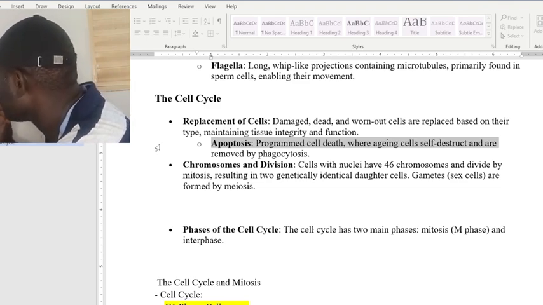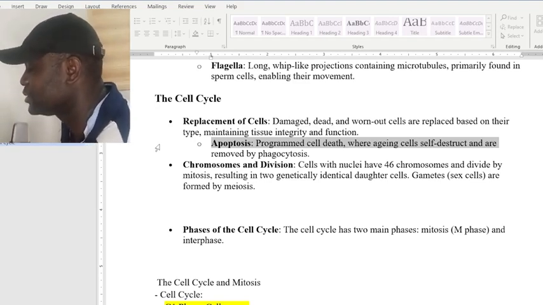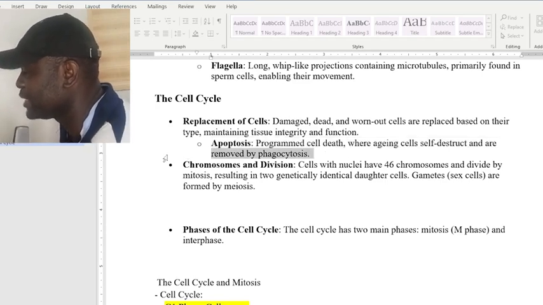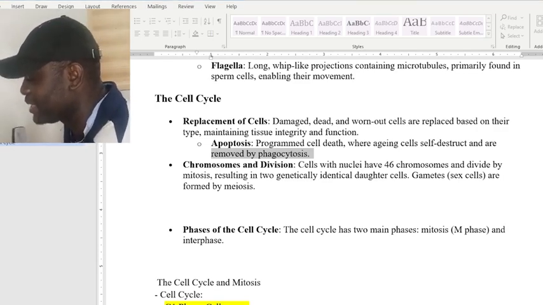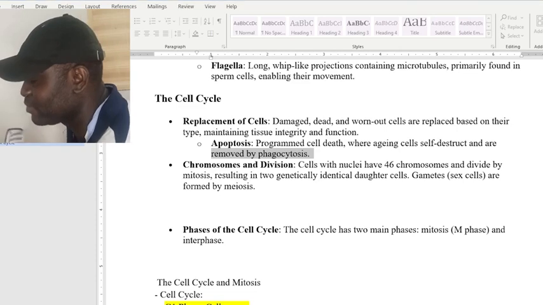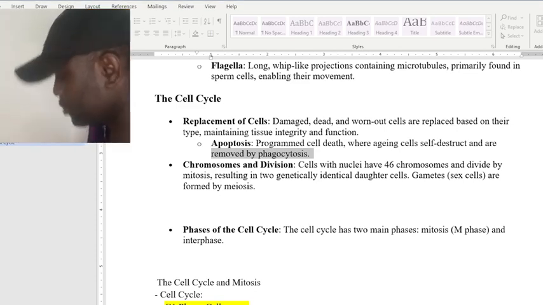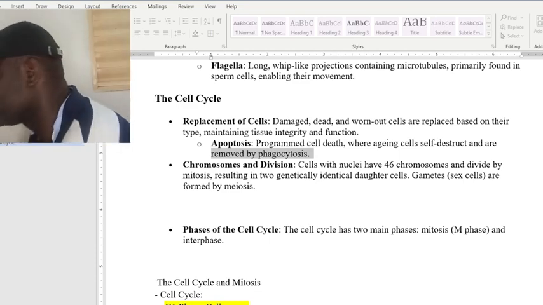And this process of death is called apoptosis. Apoptosis means programmed cell death. When a cell ages, it self-destructs. It will die by itself because it has been programmed to die, and it will now be removed by the process of phagocytosis.